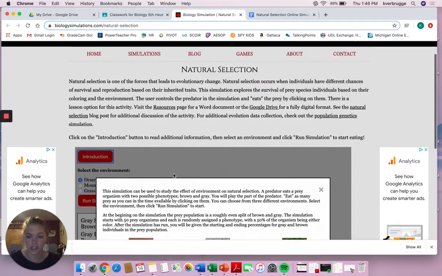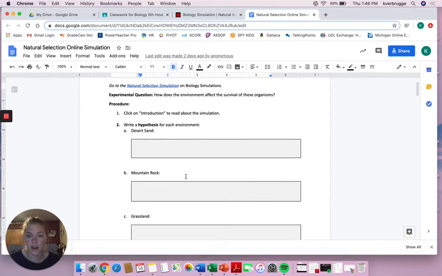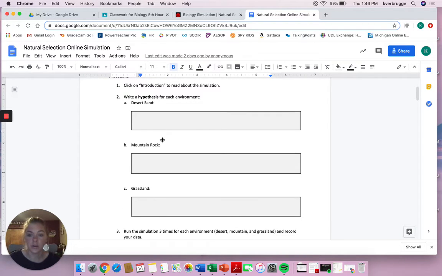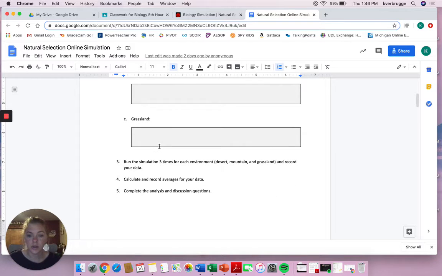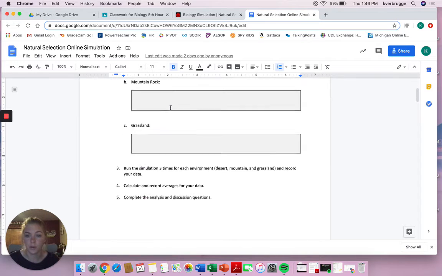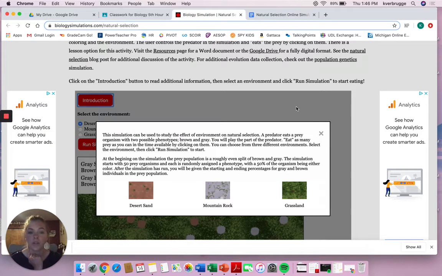and then you're going to be reading the introduction. Once you read the introduction, you're going to make 3 hypotheses for each environment. So make 3 hypotheses that you think will take place here. Remember, hypothesis needs to be an if-then format. So then you're just going to follow the instructions. You're going to run the simulation 3 times for each location, and then you're going to fill in the data tables as you're going.